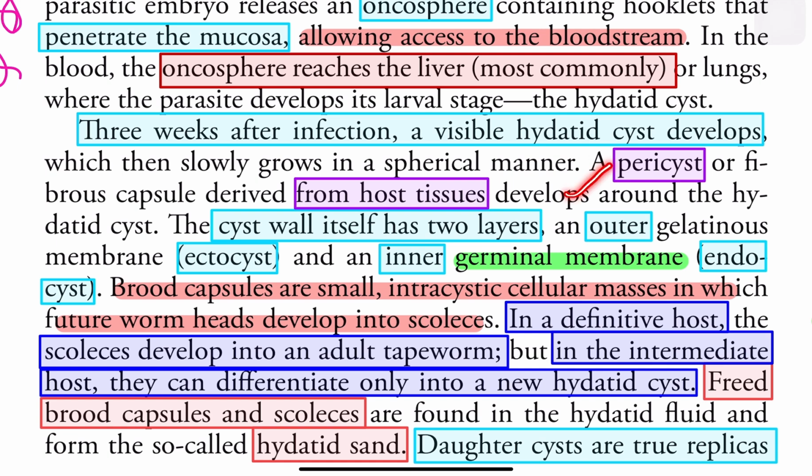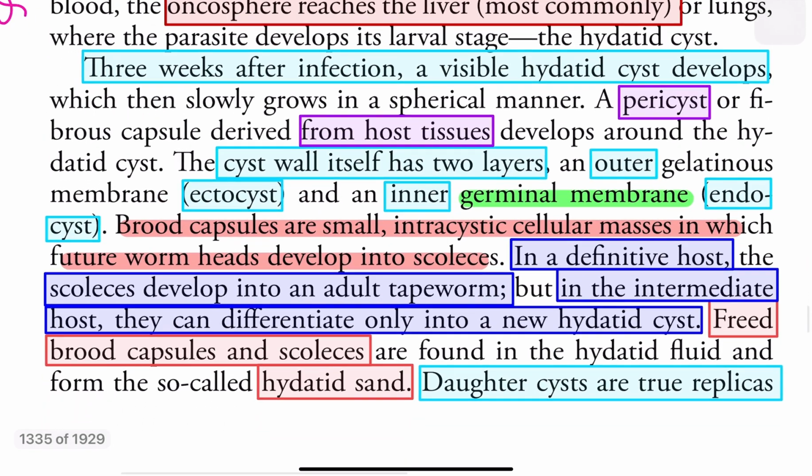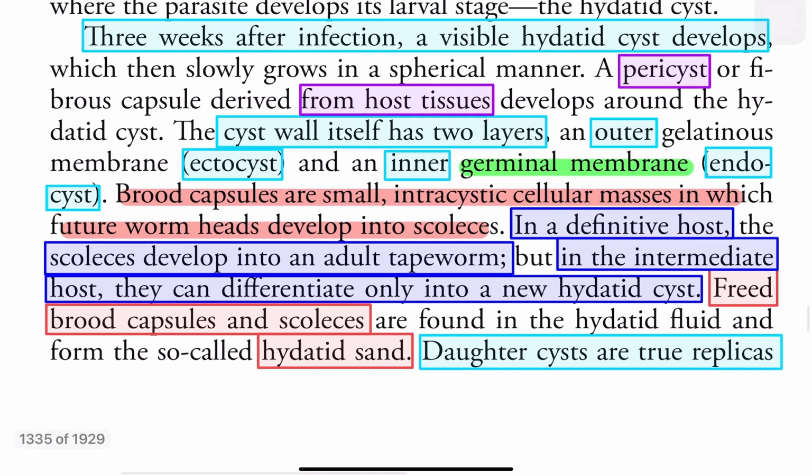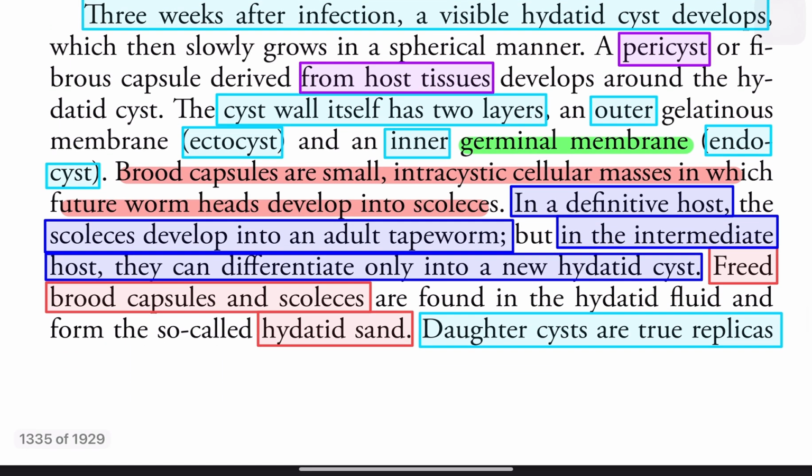The first one is the pericyst. It is derived from the host tissue. Many times the pericyst is derived from the host. And the cyst wall itself has 2 layers. The outer is ectocyst and the inner is endocyst, and the inner one is also known as germinal membrane. Endocyst is germinal membrane.